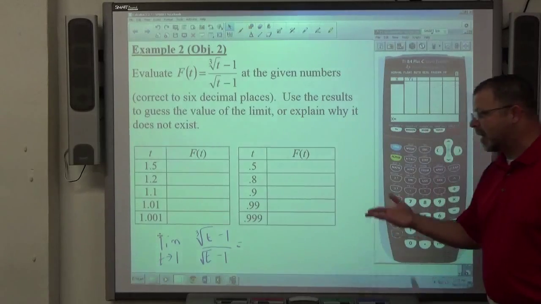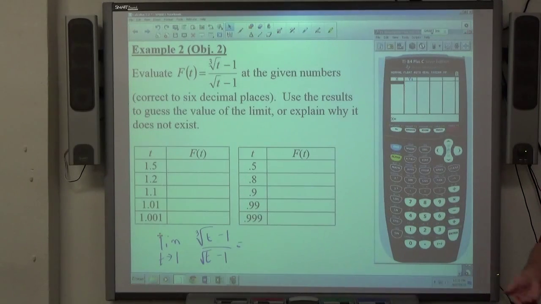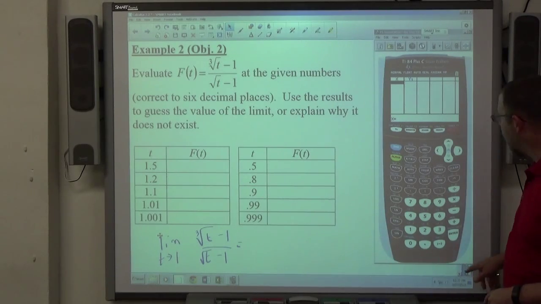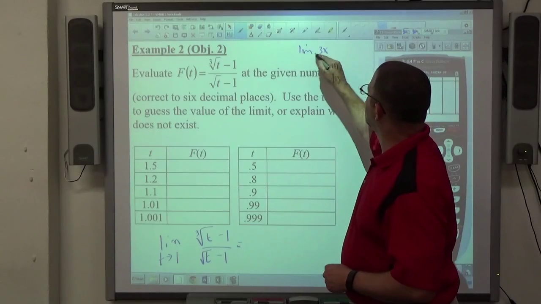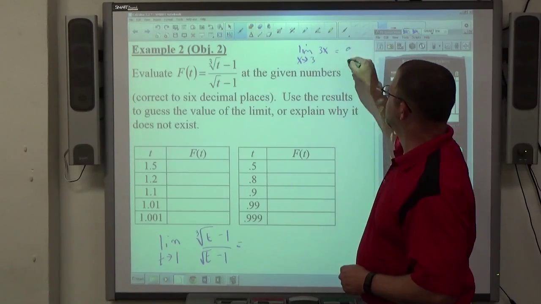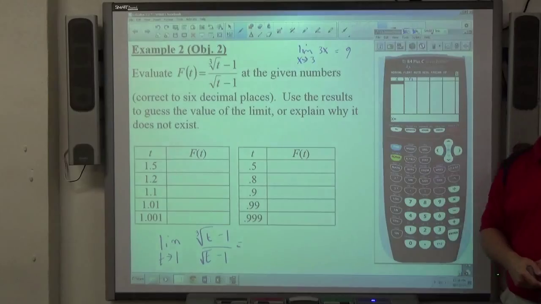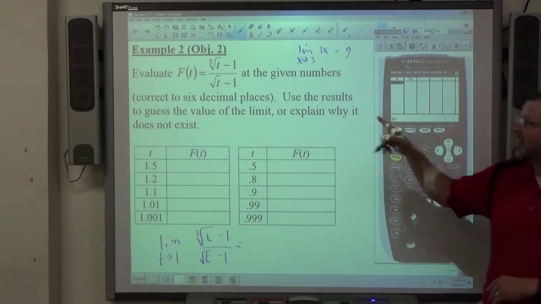All right, that's what it's asking us to do. I can't put 1 into that. If I could, that's how you do a limit. If you can put the number in and it works out, you're done. I'll give you an example real quick. If I had the limit of 3x as x approaches 3, the answer is 9, because 3 times 3 is 9. Easy, all right? But most of the time that doesn't work.